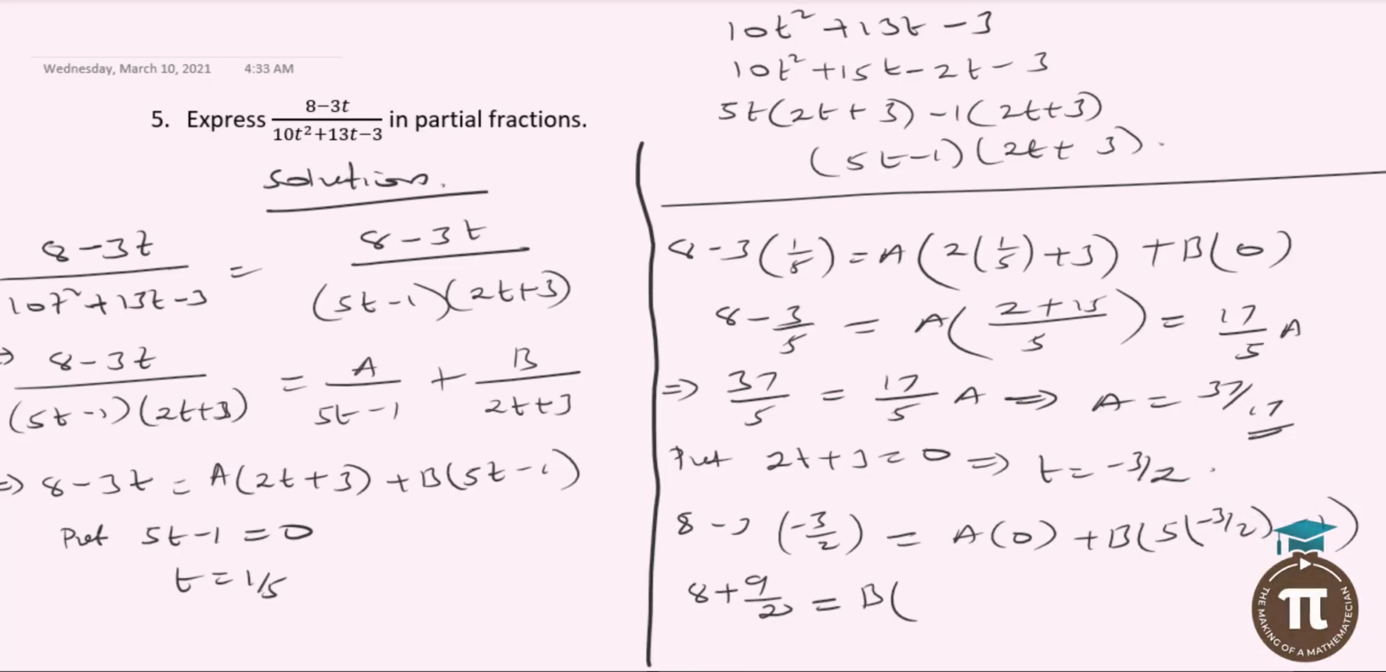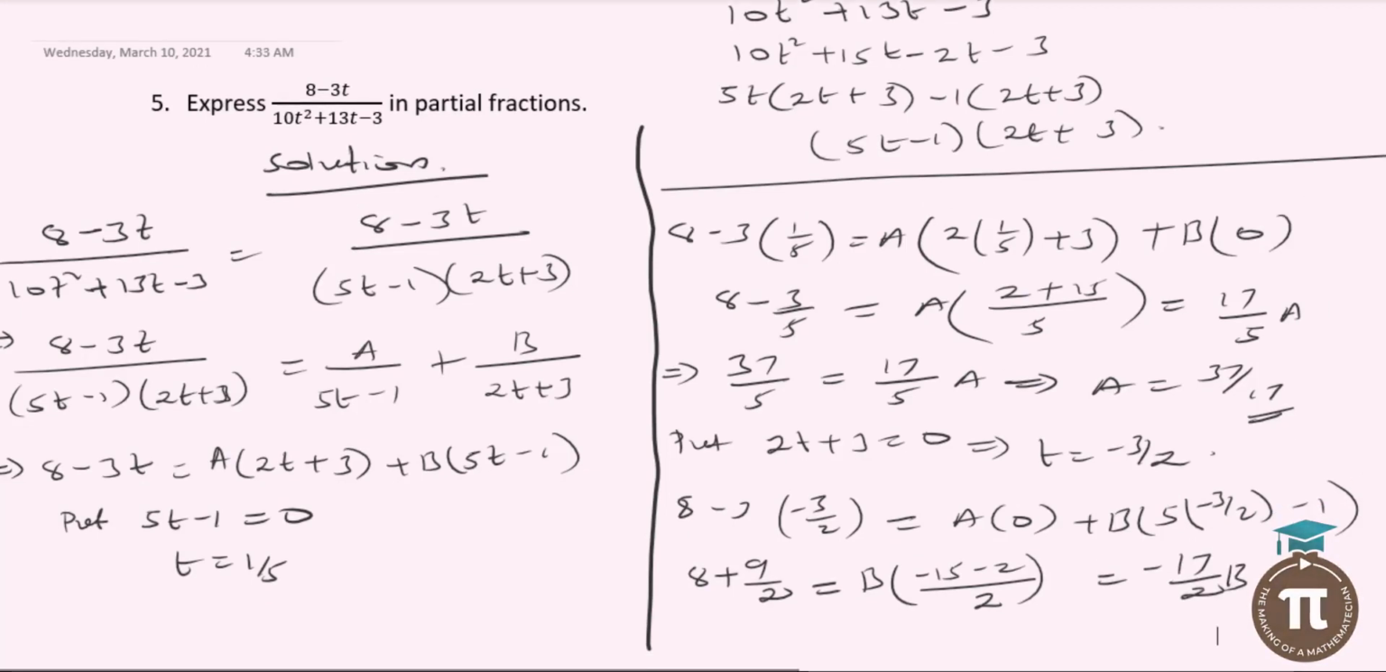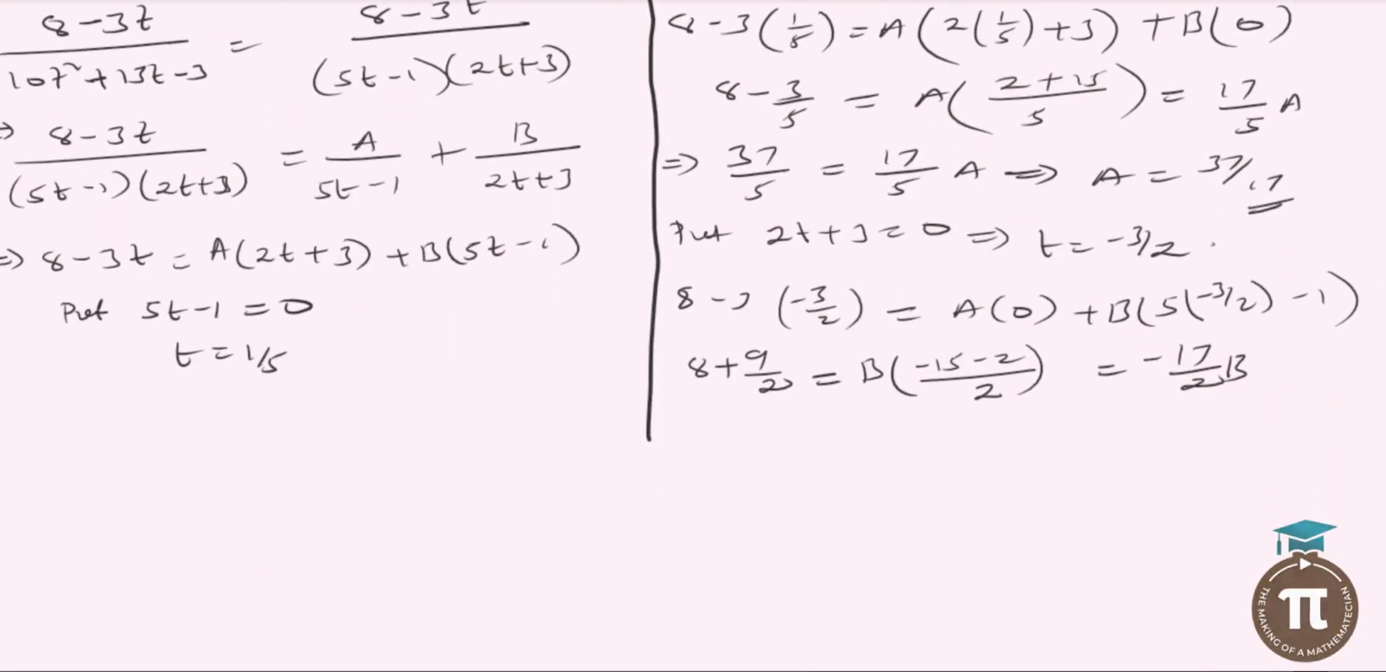What I have in B, the LCM will be 2. 2 divided by 2 is 1. 1 times 15 is still negative 15. Then minus 2. So that I will have minus 17 over 2 B. So the next thing I'm going to do now is, on the left hand side, I'll make this a single fraction. That is 16 plus 9. 16 plus 9 will give me 25. So I have 25 over 2 to be equal to minus 17 over 2 B. So B is equal to minus 25 over 17.